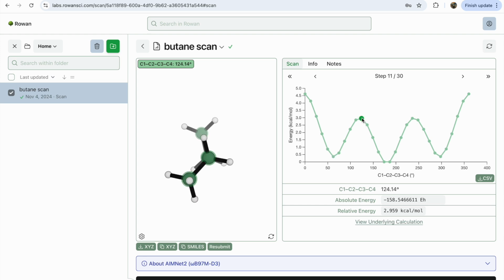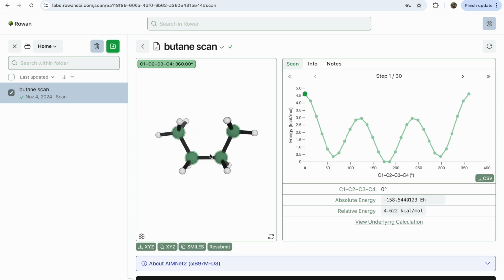Here we can see these barriers, where we're staggered, but the methyls are 120 degrees from each other. Those are a good bit higher in energy, about 3 kcals per mole above the minimum. And then this conformation here, where the methyls are fully eclipsed with one another, is very, very unstable. That's almost 5 kcals per mole above the minimum.